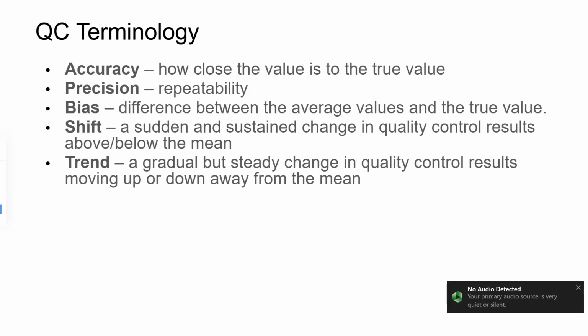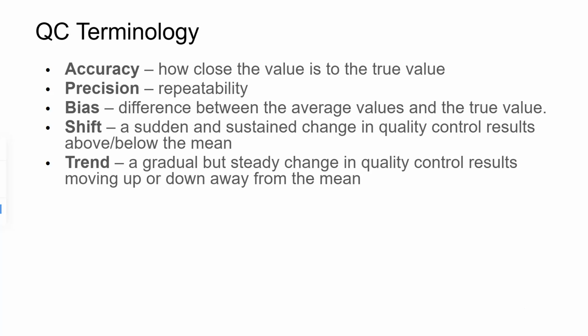QC terminology. Accuracy and precision were defined previously in this course, but accuracy is how close the value is to the true value. So is the value correct? Or how close to being correct is it? Precision has to do with the repeatability. So if I were to run a sample 15 times, I would get about the same answer all 15 times.